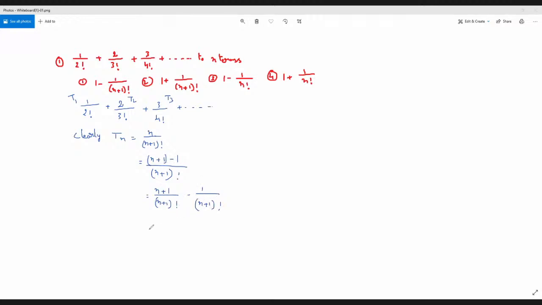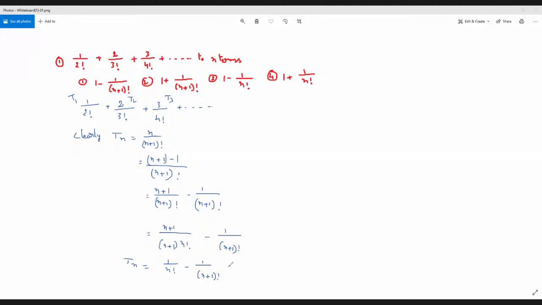Now this denominator n plus 1 factorial can be considered n plus 1 into n factorial, minus 1 divided by n plus 1 factorial. So n plus 1 by n plus 1 is removed. It is the nth term. Tn is equal to 1 divided by n factorial minus 1 divided by n plus 1 factorial.